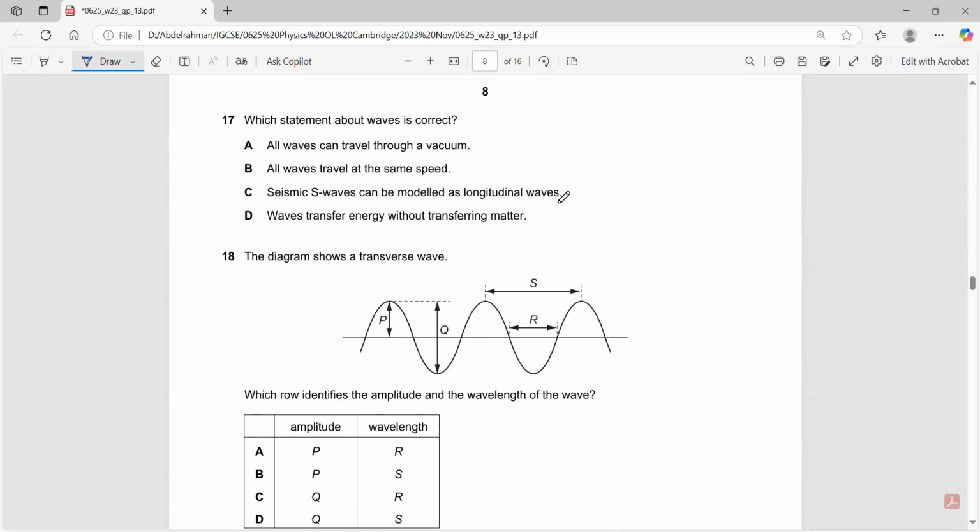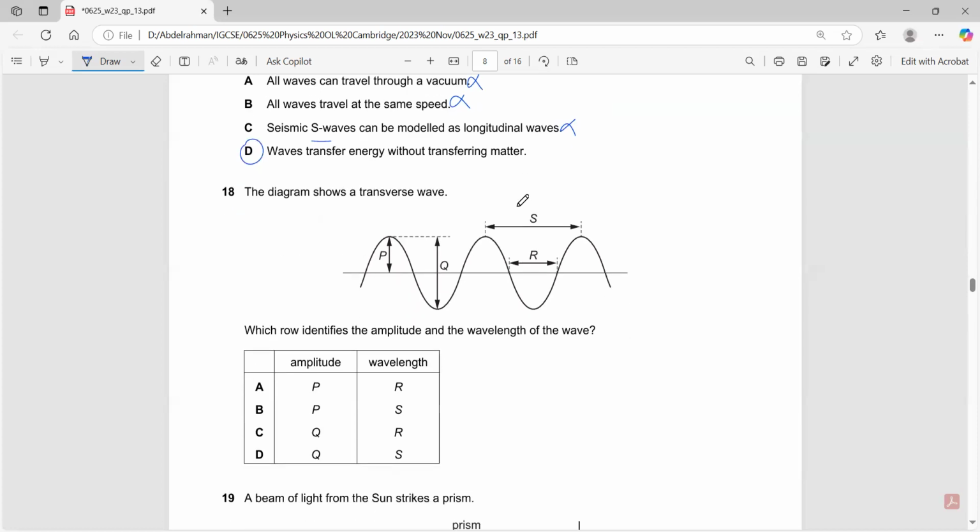Which statement about waves is correct? All waves can travel through a vacuum? All waves have the same speed? Seismic S waves are transverse? Waves transfer energy without transferring matter. Yes, this is correct.